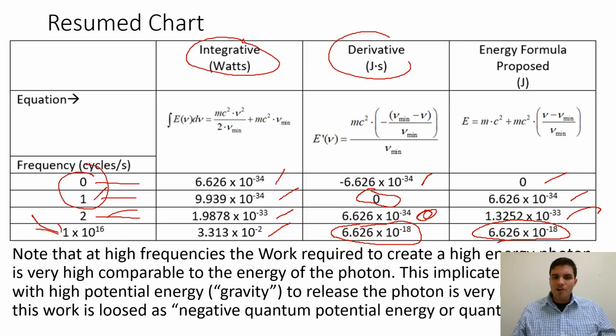Note that at high frequencies, the work required to create a high energy photon is very high, comparable to the energy of a photon. This implies that the system's potential energy, or if you like to call it gravity, needed to release the photon is very high. Part of this work is lost as negative quantum potential energy or quantum heat.